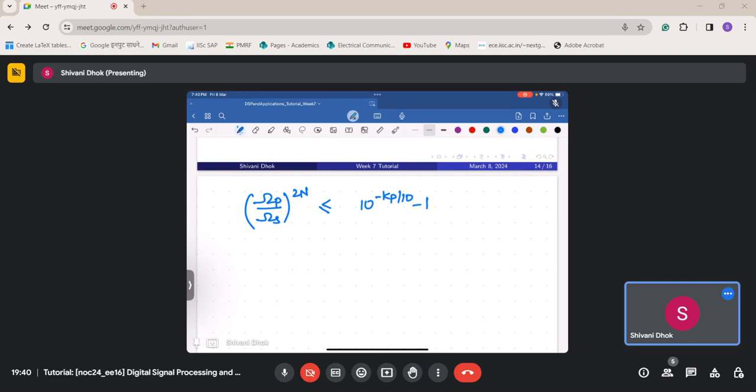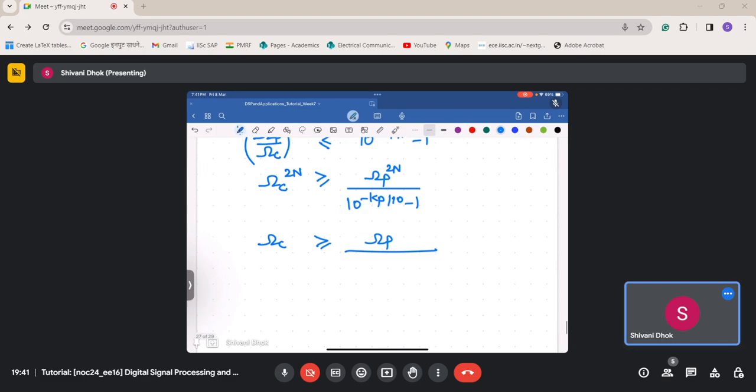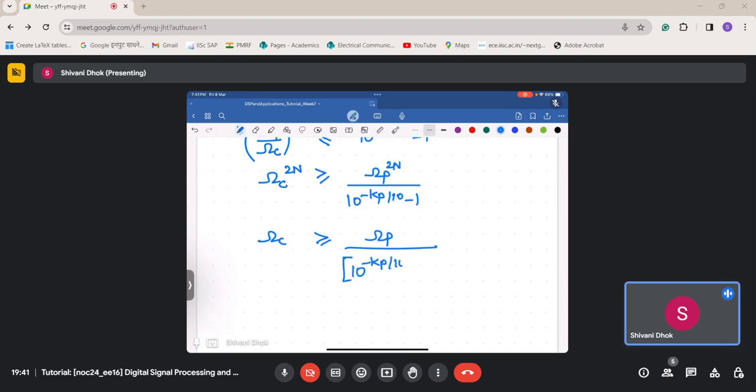Now I can take log on both sides. Rather, let me bring omega c to one side. I have omega c to the power 2n is greater than or equal to omega p to the power 2n upon 10 to the power minus Kp by 10, minus 1. So omega c is greater than or equal to omega p upon (10 to the power minus Kp by 10, minus 1) to the power 1 by 2n.